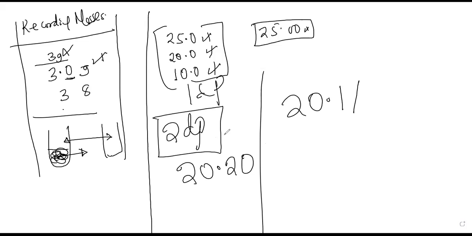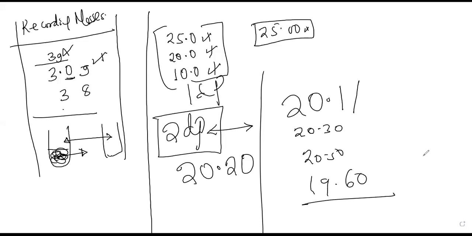So we are saying that the values in the table must be recorded to 2 decimal places with the last digit recorded as a 0. Hope I'm very clear. So you can record 20.30, you can record 20.50, you can record 19.60, something like that. Yes, Irene.